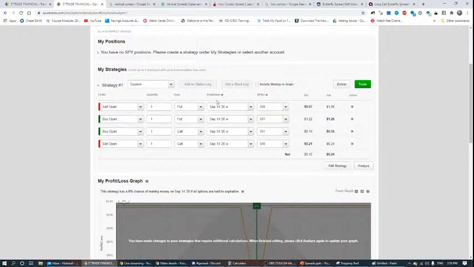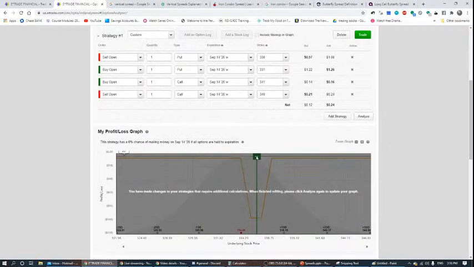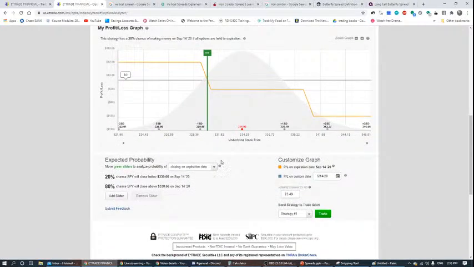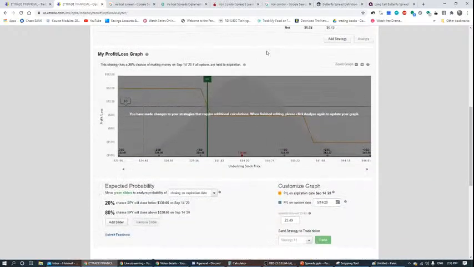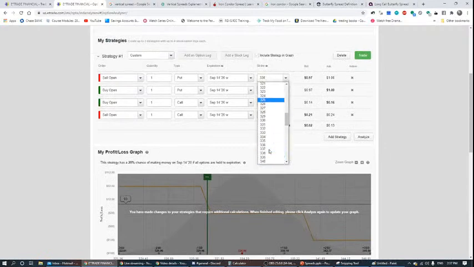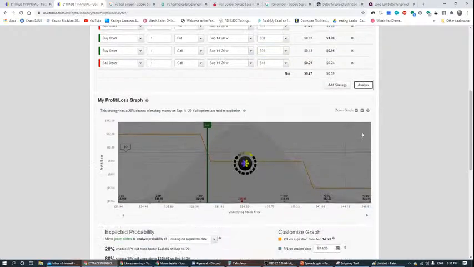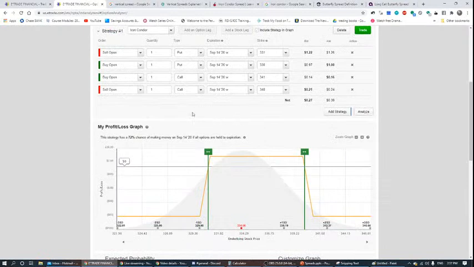So this is the profile that you're looking at. I think I messed it up. Oops. Okay, yeah, I did mess it up. So this looks weird. Sell to open, buy to open. Okay, so let's do this.